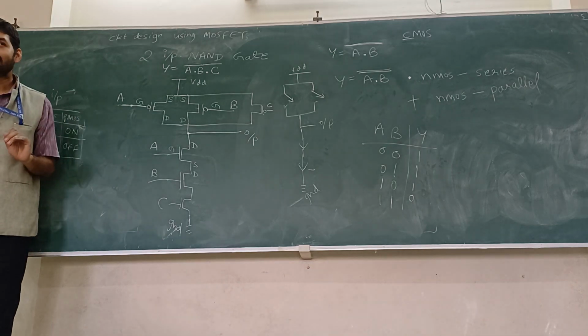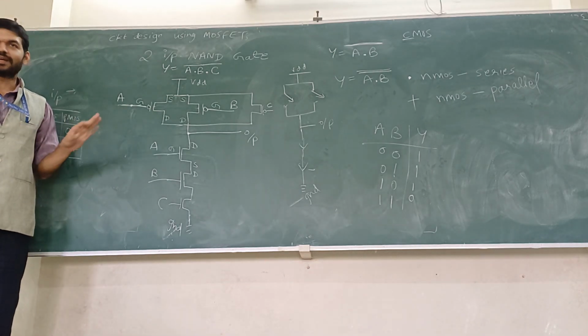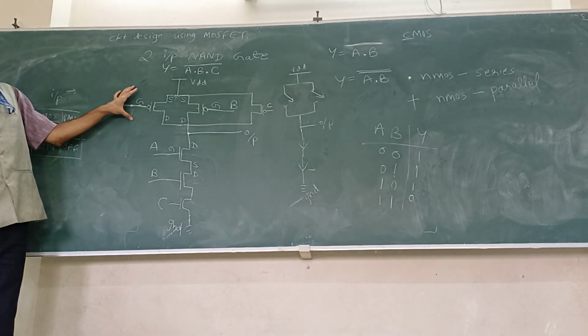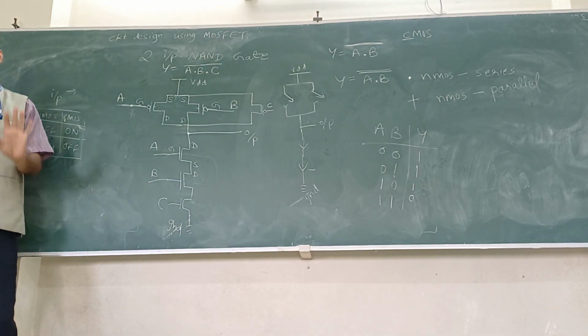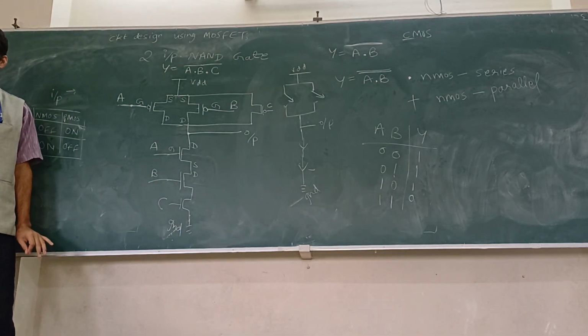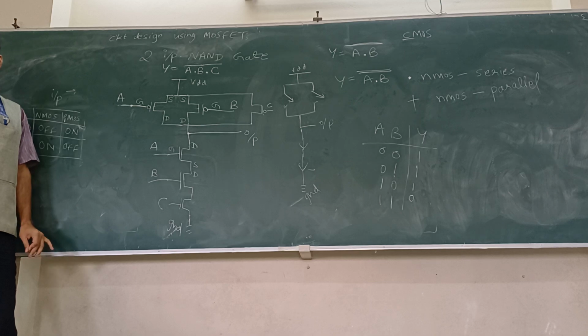For 4 inputs, attach one more in series. That is a 4 input NAND gate. For 5 inputs, attach one more. Okay.